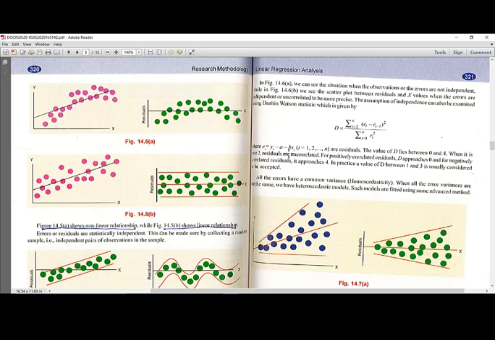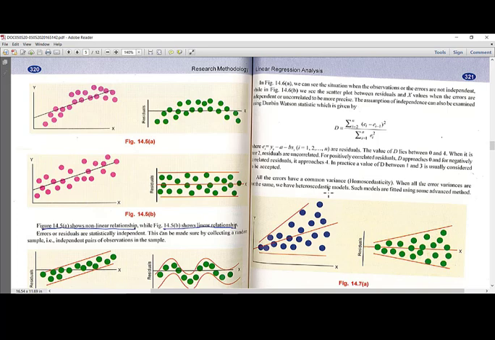The value of d lies between 0 and 4. When it is nearer to 2, residuals are uncorrelated. For positively correlated residuals, d approaches 0. And for negatively correlated residuals, it approaches 4. Even though ideally speaking, we say that d value should be closer to 2, but in practice, a value of d between 1 and 3 is usually considered to be accepted.